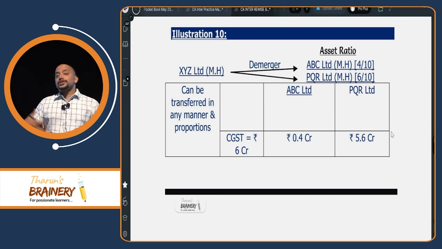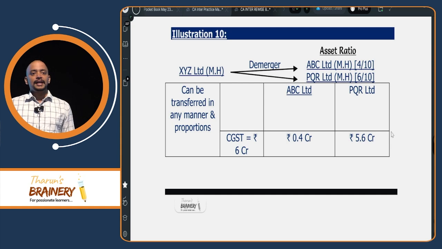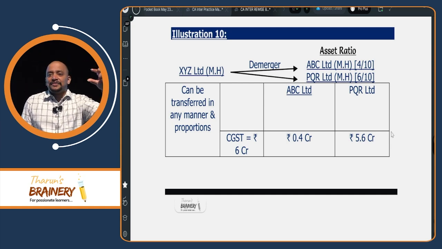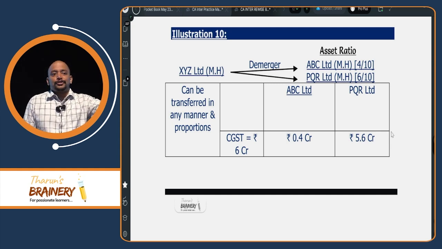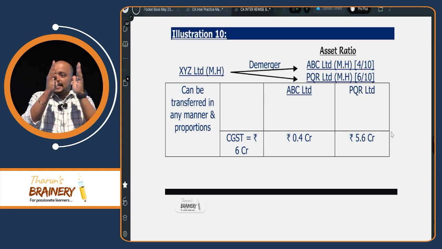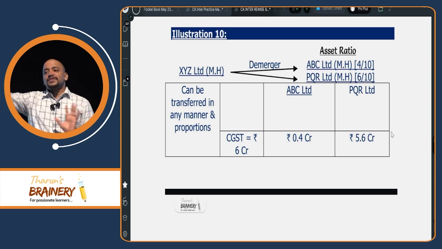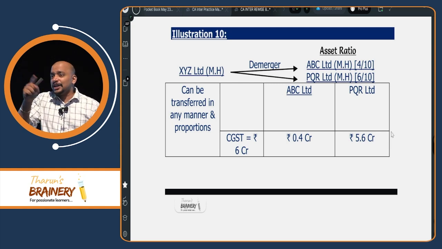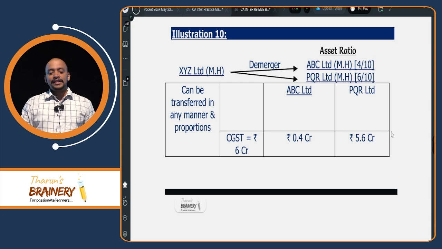Now, in what ratio do we need to distribute the credit in case of demerger? Assets ratio. But the total ITC we need to distribute in assets ratio. Individually, we don't have to follow the ratio. Individually means I have CGST credit, SGST credit, IGST credit. So total I need to transfer in assets ratio. Not necessary that individually I need to transfer in the assets ratio. A very important point.